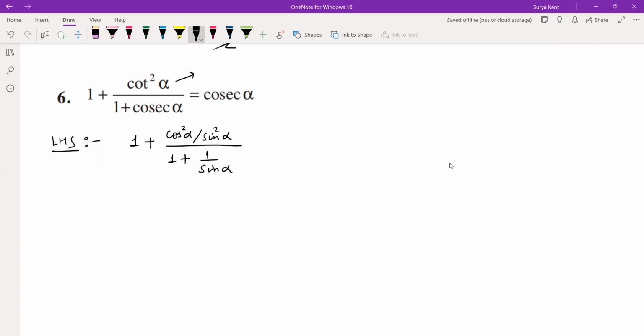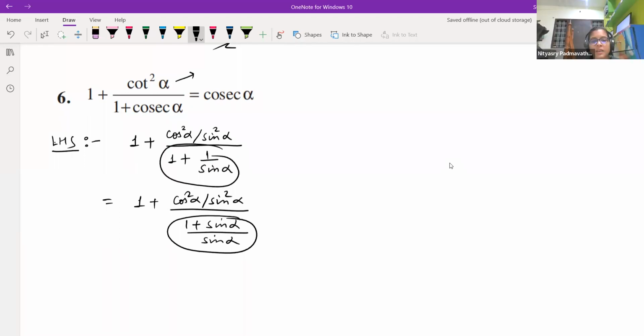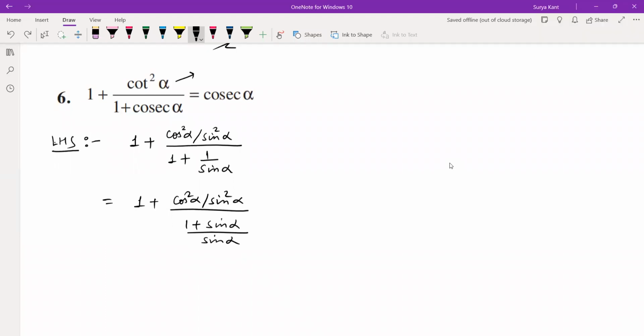1 by sine alpha. Now we just do once again: (1 plus cos square alpha) divided by sine square alpha, divided by (1 plus sine alpha) divided by sine alpha. Do you understand what I've done here, this part? If you take the LCM, it will be sine alpha plus 1 by sine alpha. Yes, you can write 1 plus sine alpha or sine alpha plus 1. Both are the same only, right?